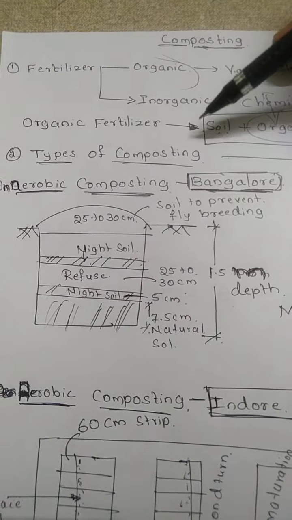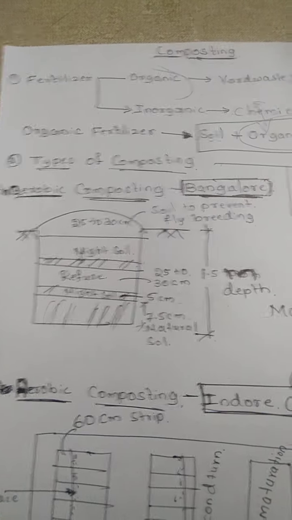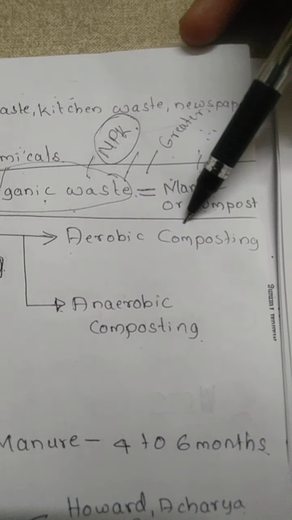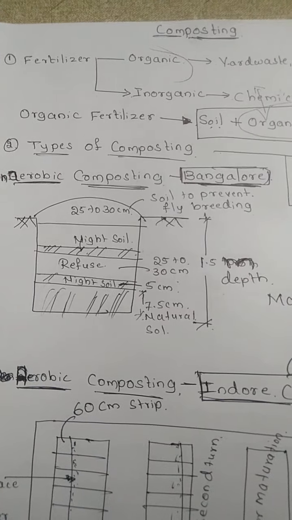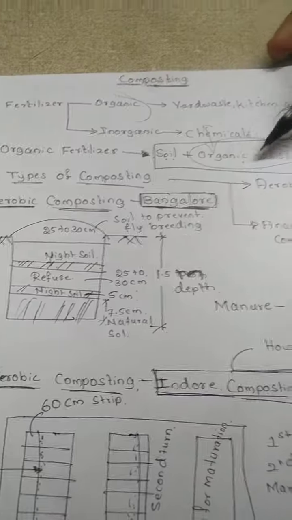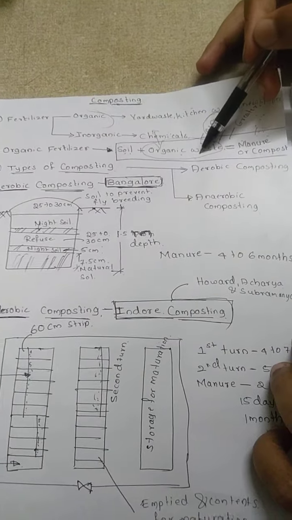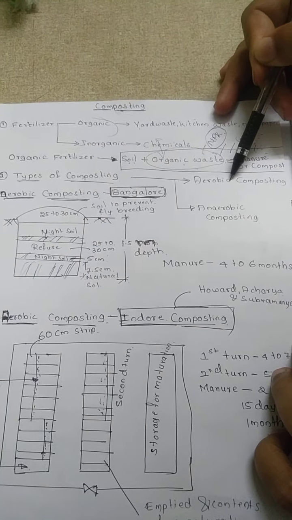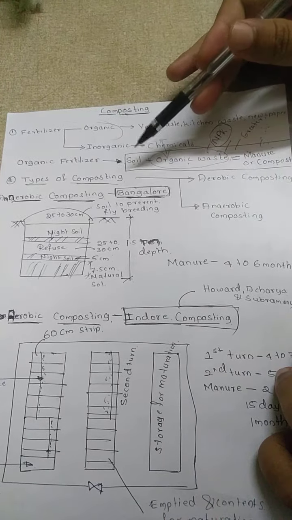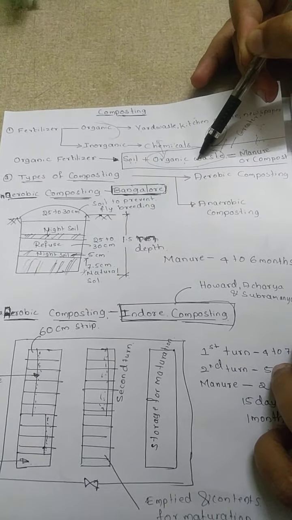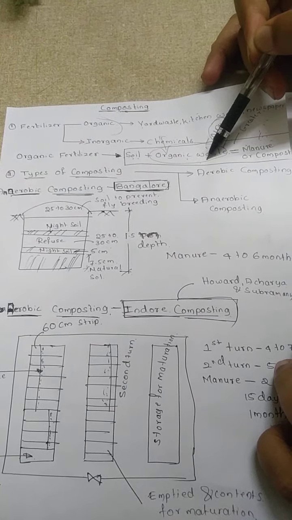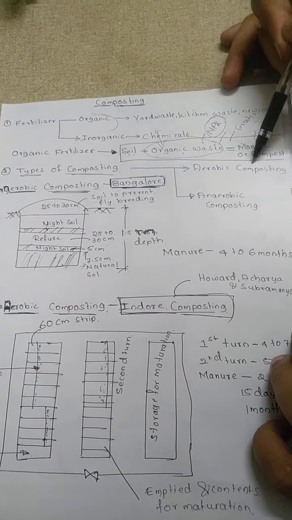Now coming to the types of composting, there are two types of composting. One is aerobic composting, one is anaerobic composting. Now what is aerobic composting? Aerobic, as the name indicates, is composting, a mixture of soil and organic waste, that we mix at controlled conditions in the presence of air. Remember, in the presence of air is very important. I'll repeat, the mixture of soil as well as organic waste at controlled conditions, if we do it in the presence of air, we call it aerobic composting.